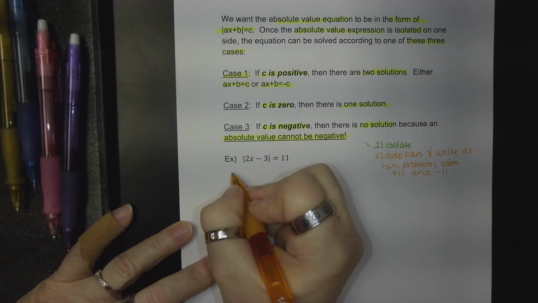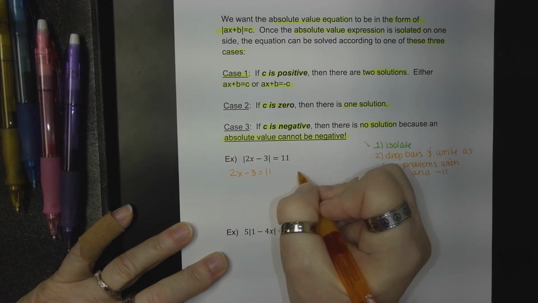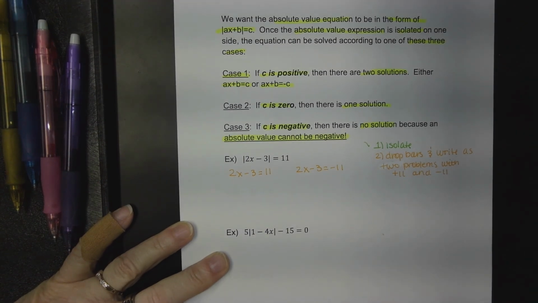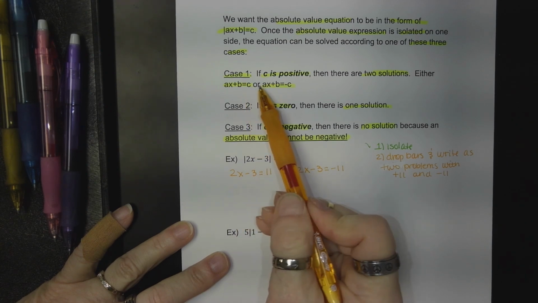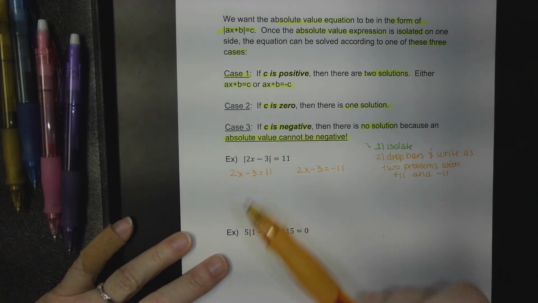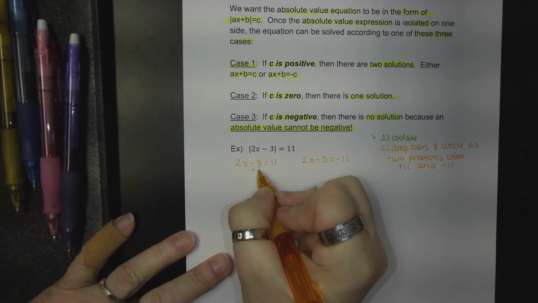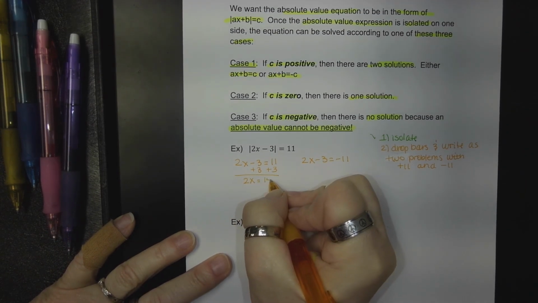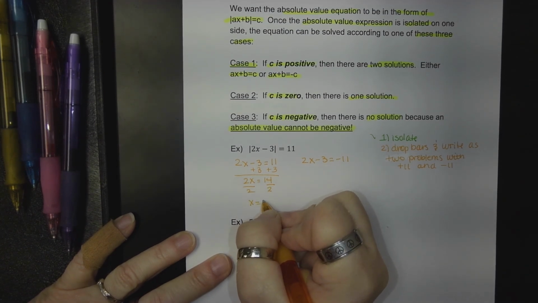So let's drop the bars, which is just going to make it 2x minus 3 equals 11, and then 2x minus 3 equals negative 11. That's what it says up here. If it's positive, we're going to have ax plus b equals c, and ax plus b equals negative c. Okay. Or means and in this math problem case. It's confusing, but it does. So let's just solve. We add 3 to both sides. So we have 2x equals 14. We want the x by himself, so we divide by 2. So x equals 7.